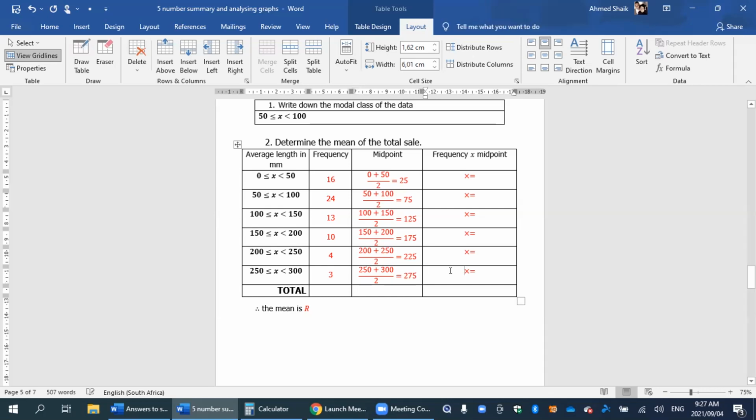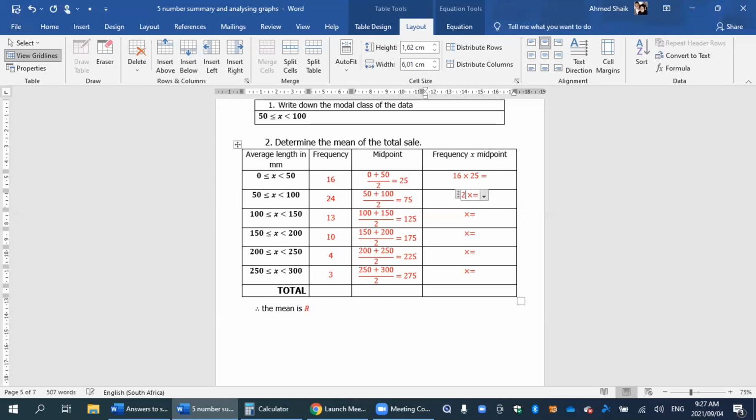275. Okay, let's enter our values into the frequency times midpoint. Remember, it's going to be the midpoint for each interval. So let's start with the first one. We've got 16 times 25. We'll work out our answers just now. Let's enter our values first.